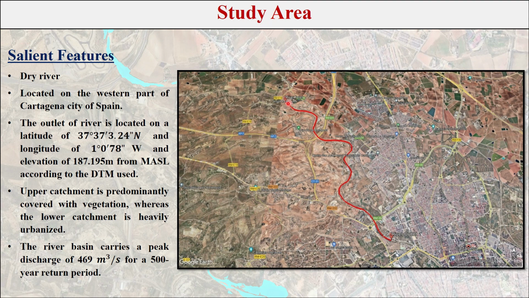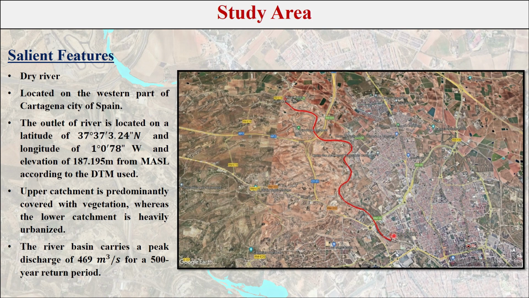The major salient features are described here. My study area is located on the western part of Cartagena city. You can see this is the alignment of my river, which is a dry river bed, and the outlet of the river is located at this coordinate, and it is 187.195 meters from mean sea level.